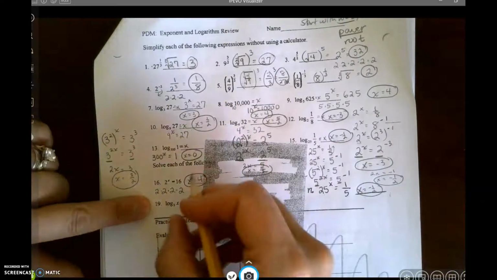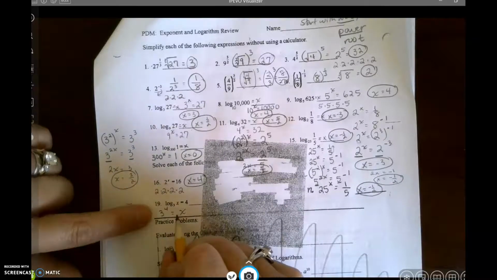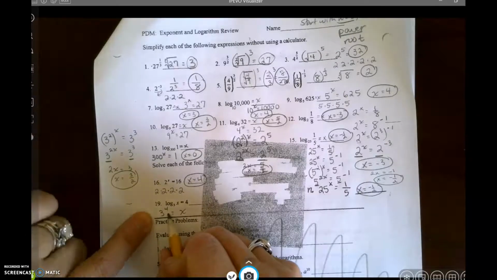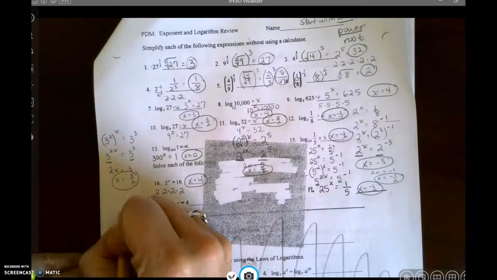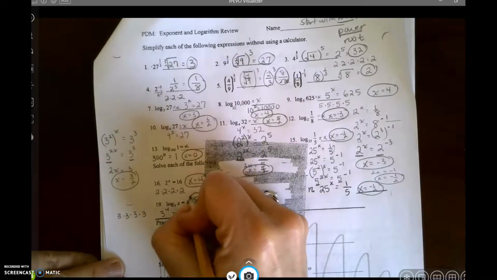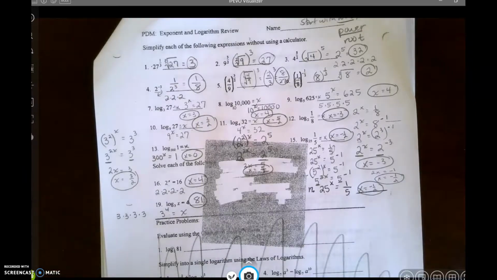And then 19 here, 3 to the 4th power equals x. So I just need to multiply 3 by itself 4 times. Well, 3 times 3 is 9, times 3 is 27, times 3 is 81. And that's it for that worksheet.